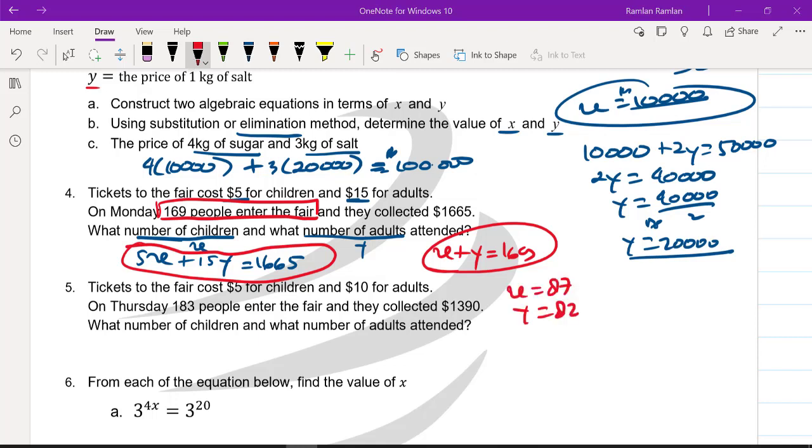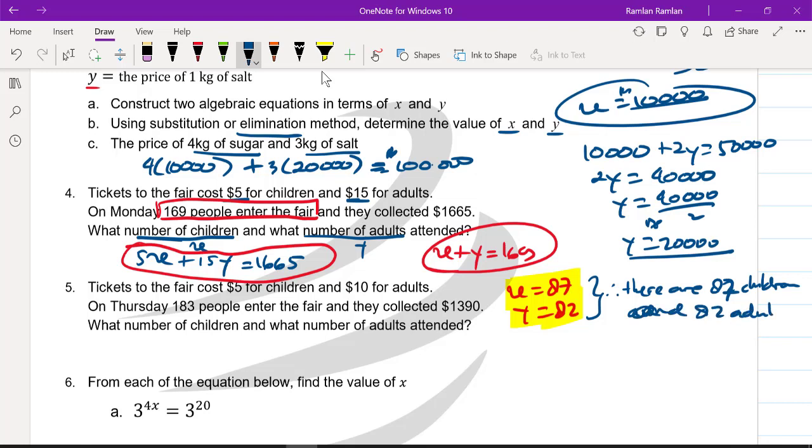Here we go. So this is the final answer for number 4. You need to write down the final answer in a sentence, because if I'm the teacher checking your answer, I don't know what x and y are in this context. The x can be the adults, it can be the children. So you need to write down the sentence. For example, there are 87 children and 82 adults.